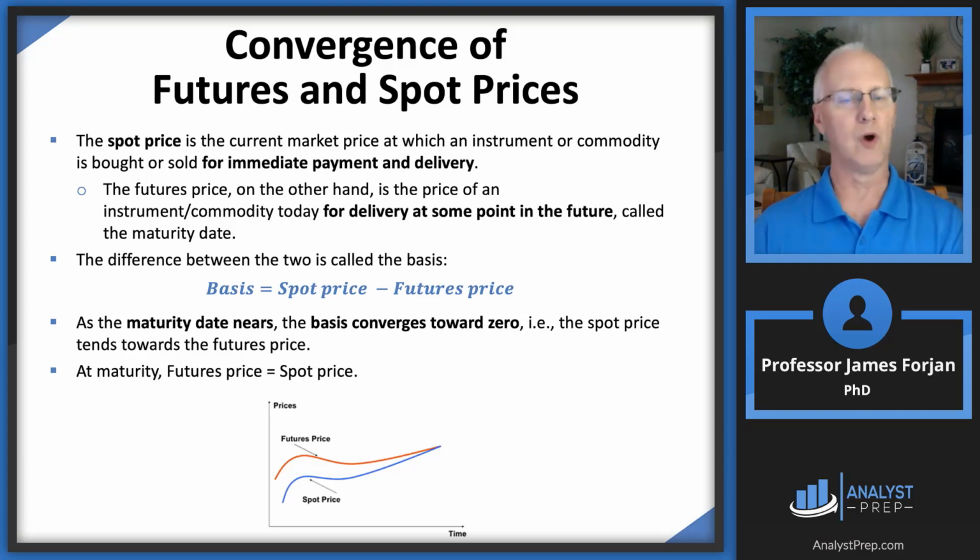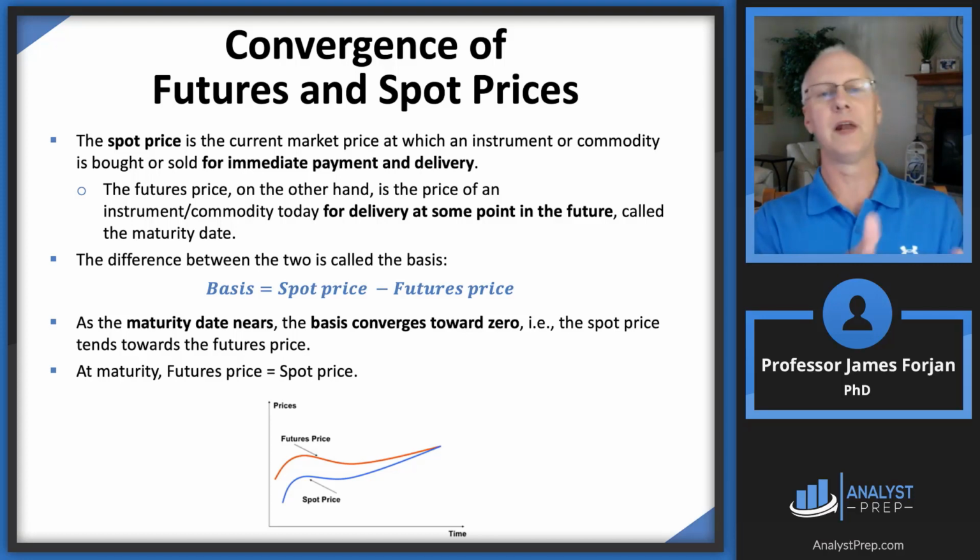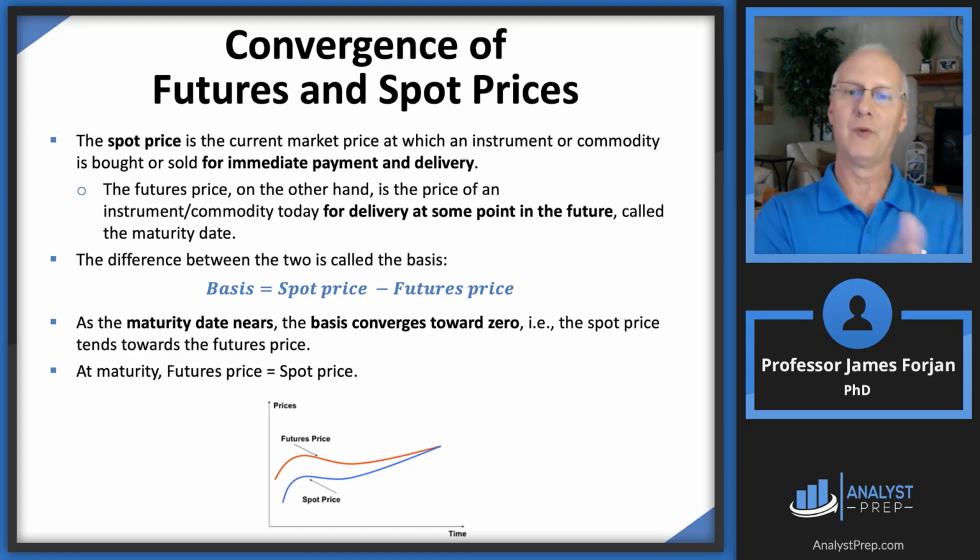But what happens over time? The reason that there was a 25-cent difference between those two prices was because there are lots of costs associated with holding that particular underlying asset. But what happens over time is that a 6-month contract becomes a 3-month contract. And then it becomes a 2-month and a 1-month contract. And then a 1-week contract.